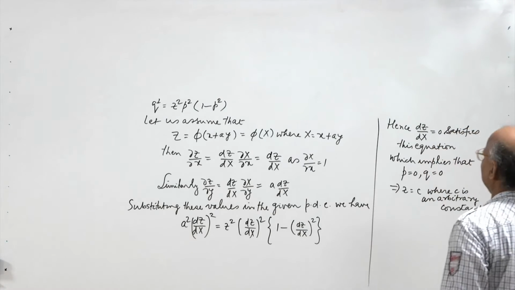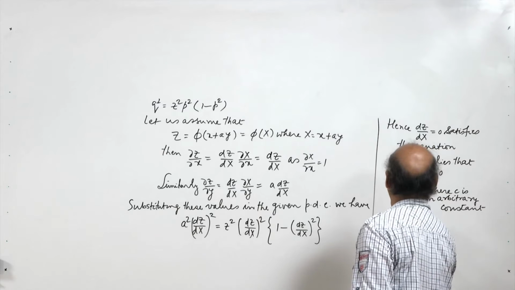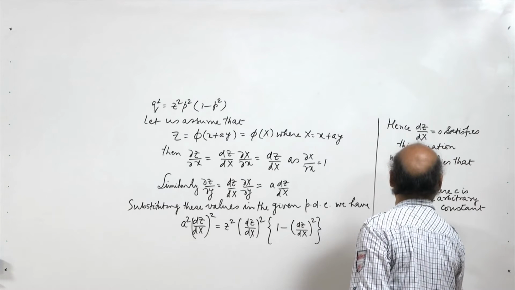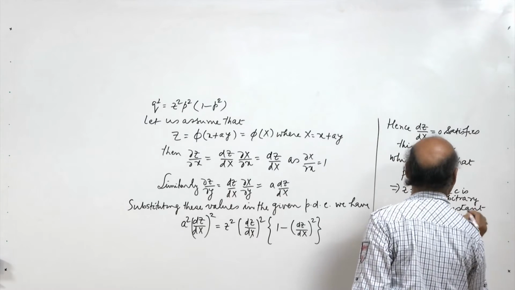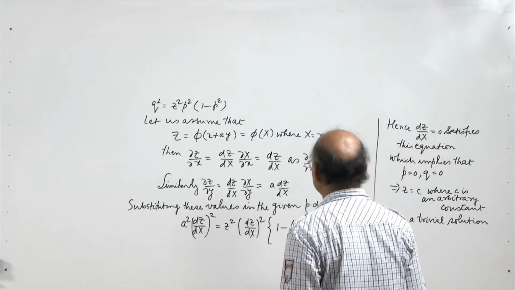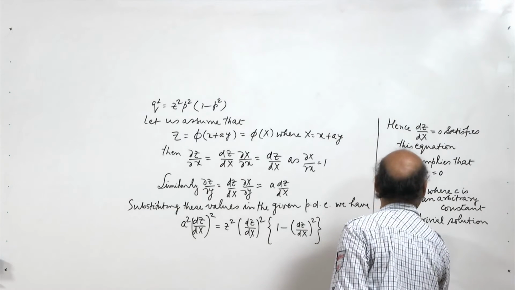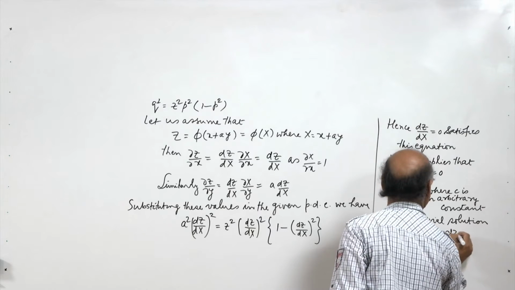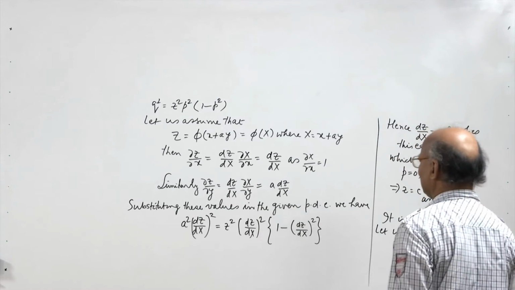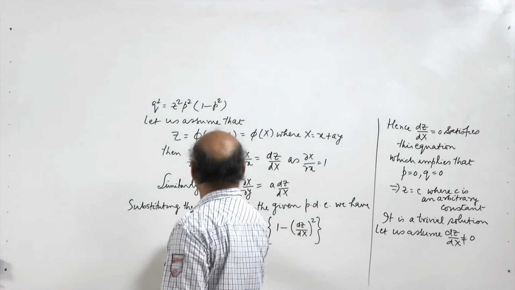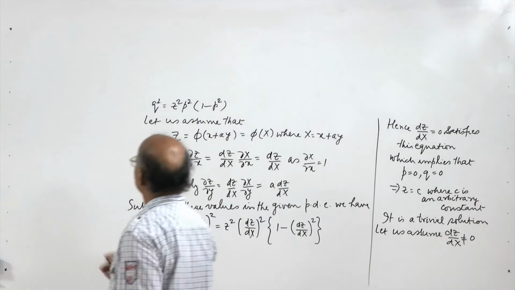Okay. Now, since it is trivial, it is a trivial solution. Let us assume dz by dx to be not equal to 0. Then we shall have a square by z square equal to 1 minus dz by dx whole square.